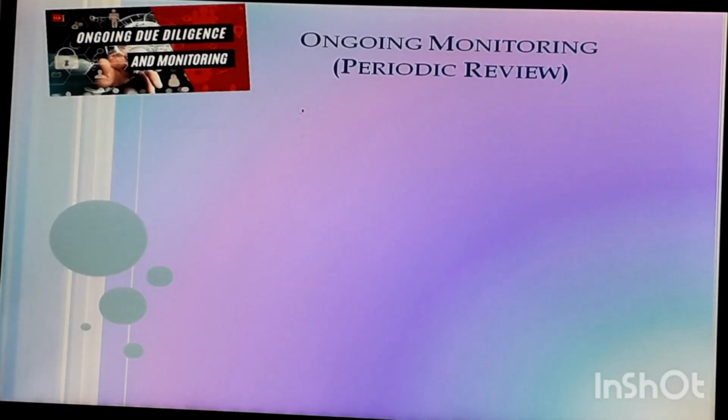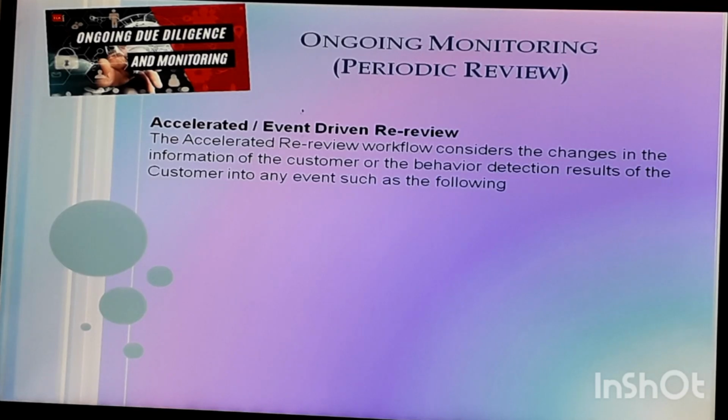Now if we talk about accelerated review, there is a workflow wherein there are changes in the information of the customer and the behavior. So as I said, corporate actions is one. So what comes into corporate actions? It's merger and acquisitions. There can be litigations and fines that are identified. Then there is liquidation. Liquidation is nothing but the entity has gone bankrupt and it has gone under liquidation, or it is closing down.